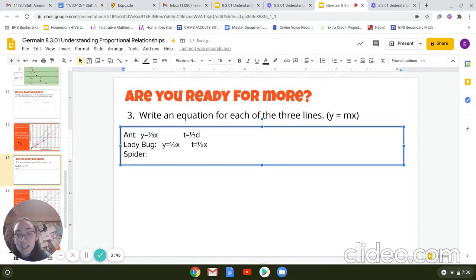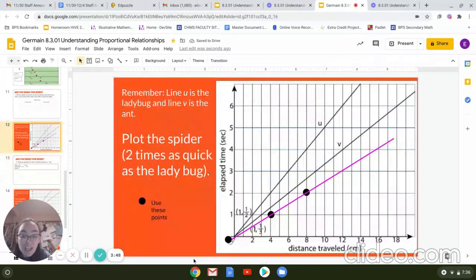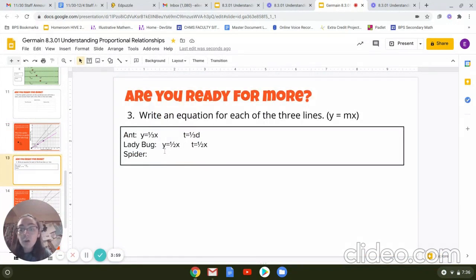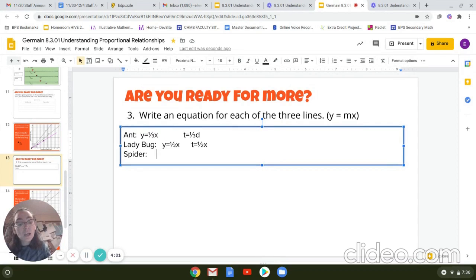Okay, last one is the spider. So if we want to find the rise and the run of the spider's line, we would rise up 1, and we would run over 4. So that one would have a rate of change of y is equal to 1/4 x, or if we want to use those variables that are closer to the story, we could say t is equal to the time. If we're looking at those scales on those axes, time is going to be equal to 1/4.